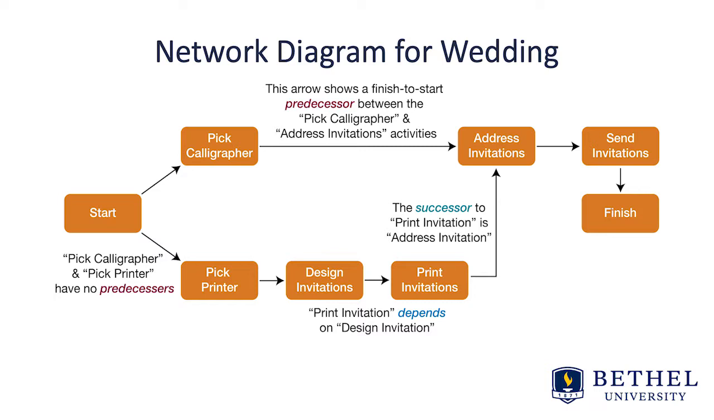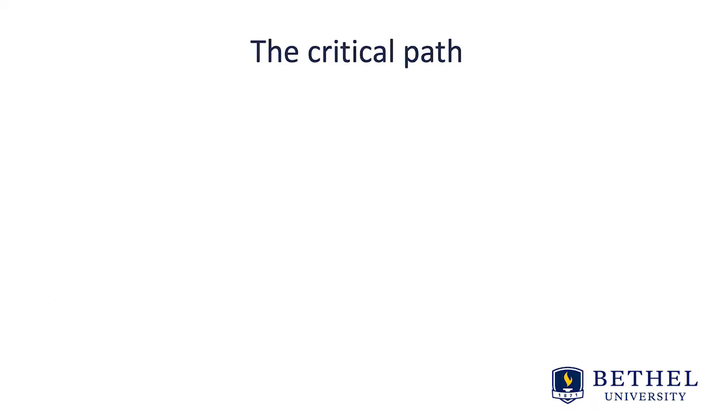What you should notice is that the 3 tasks, including pick printer, design invitations, and print invitations, all have to happen before you address the invitations, where picking the calligrapher who's going to do the actual work on those invitations is one of the tasks that happens before you address the invitations. There's a lot of activity that can occur between pick calligrapher as an activity or task and address invitations as a task. You want to know this as a project manager because it tells you how much slack you have in your project, and it also shows you the critical path. Let's talk about the critical path for a second.